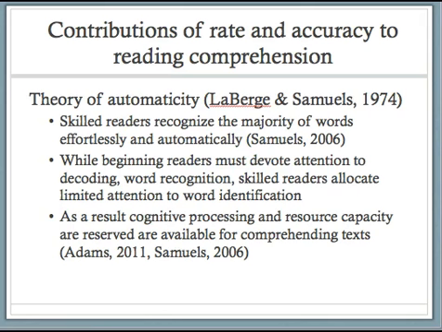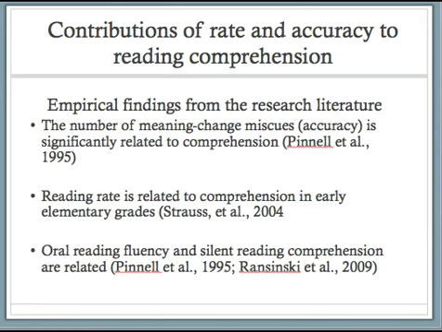That's the theory. Now, was it borne out in studies? Yes, it was. A number of studies looked at meaning change miscues, in other words, a measure of accuracy in reading connected text, and found, not unsurprisingly, that it was related to reading comprehension. Reading rate was also related to comprehension, particularly in the early elementary grades. And over and over again, oral reading fluency and silent reading comprehension have been found to be related.